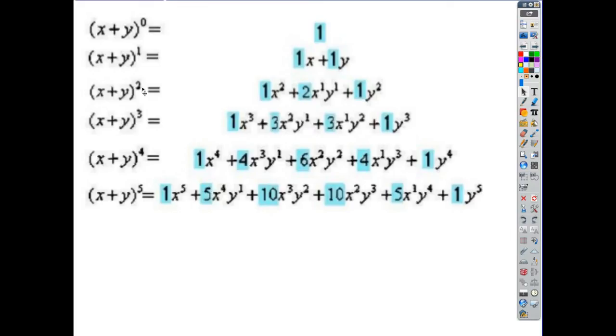x plus y squared. Go down to the next row. x plus y squared is 1x squared plus 2xy plus 1y squared. What do you know? The numbers in each row of Pascal's triangle become the coefficients. x plus y cubed is 1x cubed plus 3x squared y plus 3xy squared plus 1y cubed. It's so simple. Those are the coefficients.